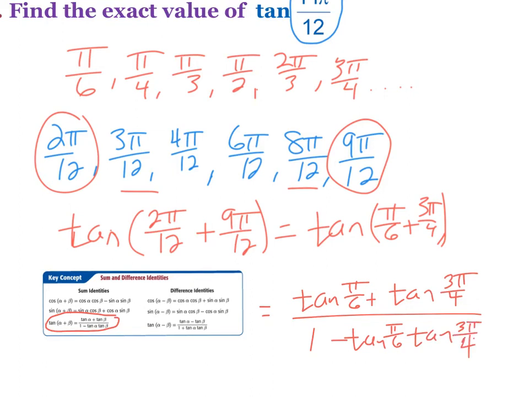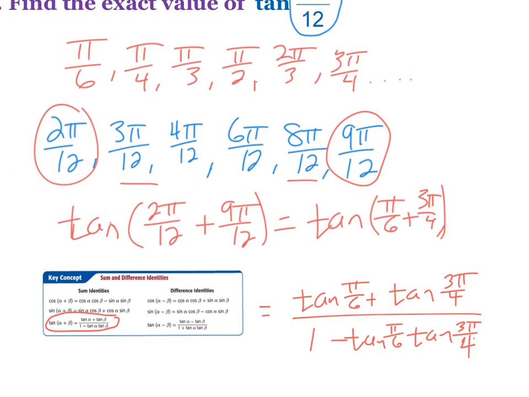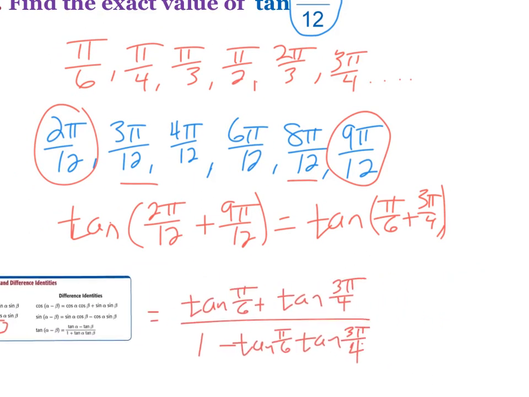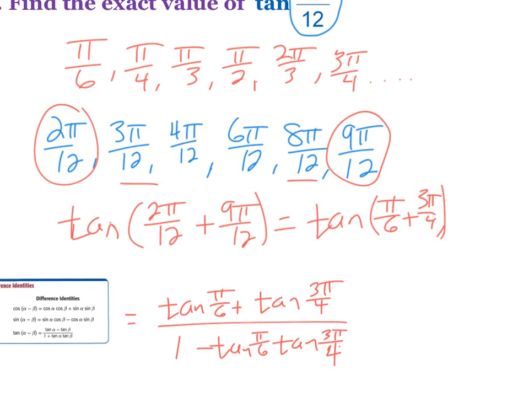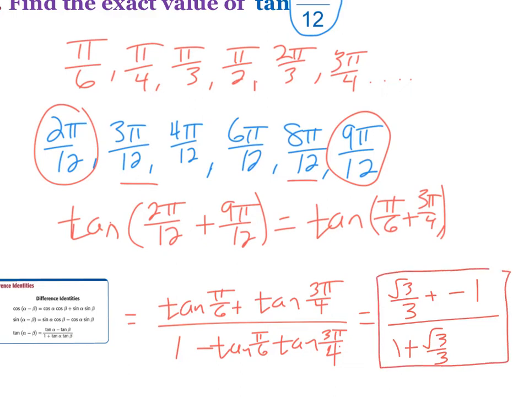And if I continue that using my unit circle, looking up those values on the unit circle, the tangent at pi over 6 is square root 3 over 3. Tangent at 3 pi over 4 ends up being negative 1 there. And so on the bottom, you're left with 1 minus square root 3 over 3 times negative 1, which would change it to positive on the bottom. This one's probably one of the more trickier ones to simplify.